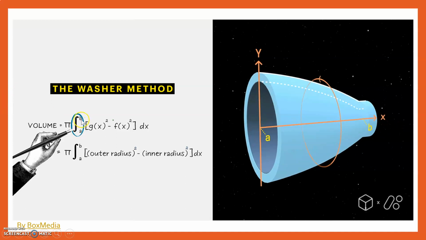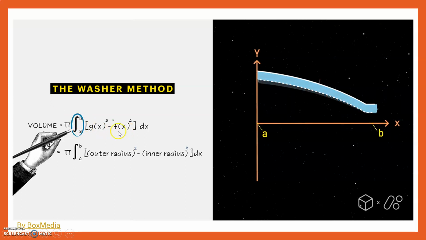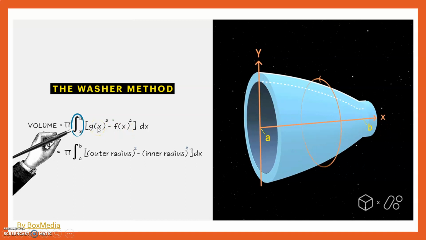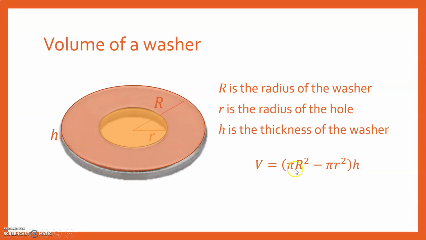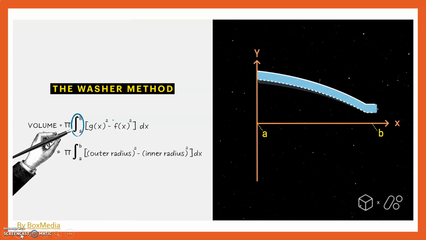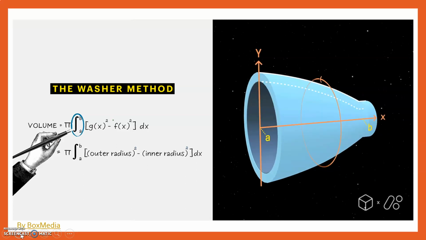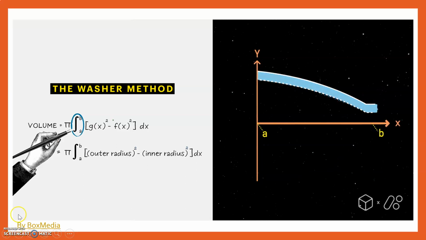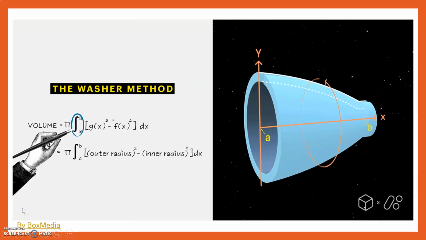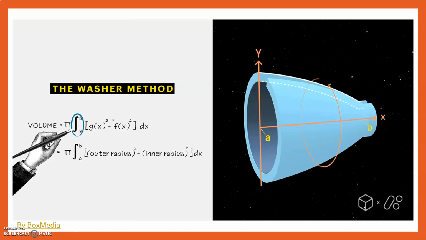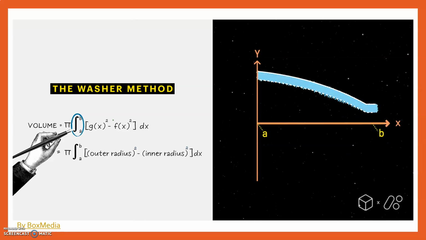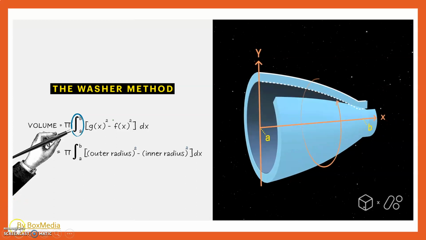You do an integral from a to b, and you subtract the two radii, but you square them first, just like we did on the washer over here. We square the big radius minus pi times the little radius squared. Make sure you square them separately. You're not subtracting and then squaring. You're squaring first and then subtracting, because you want the entire area of the outside of the circle minus the entire area of the hole, and then times the height.